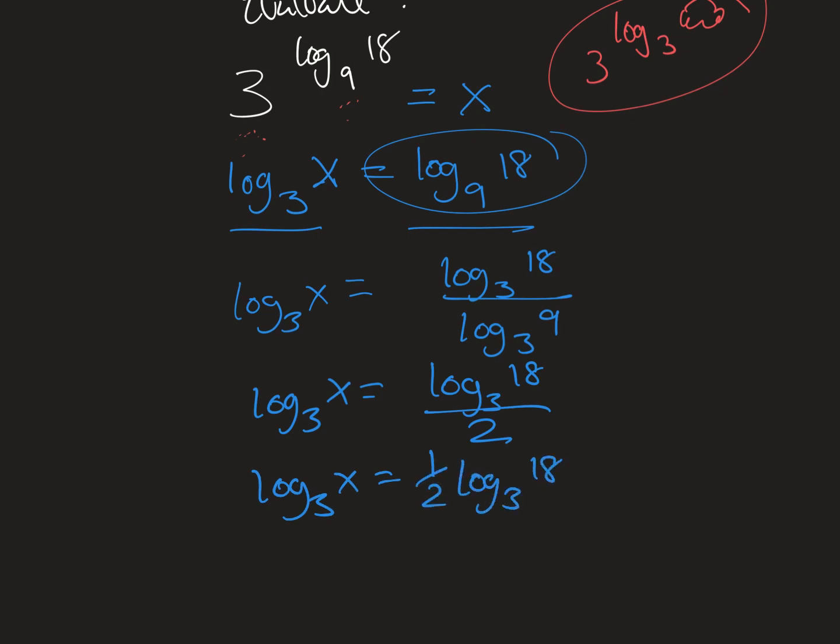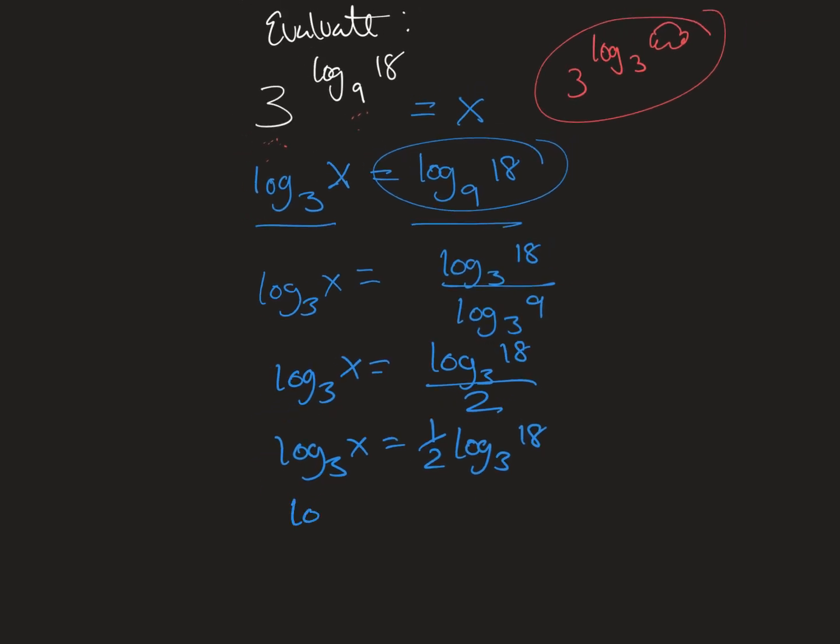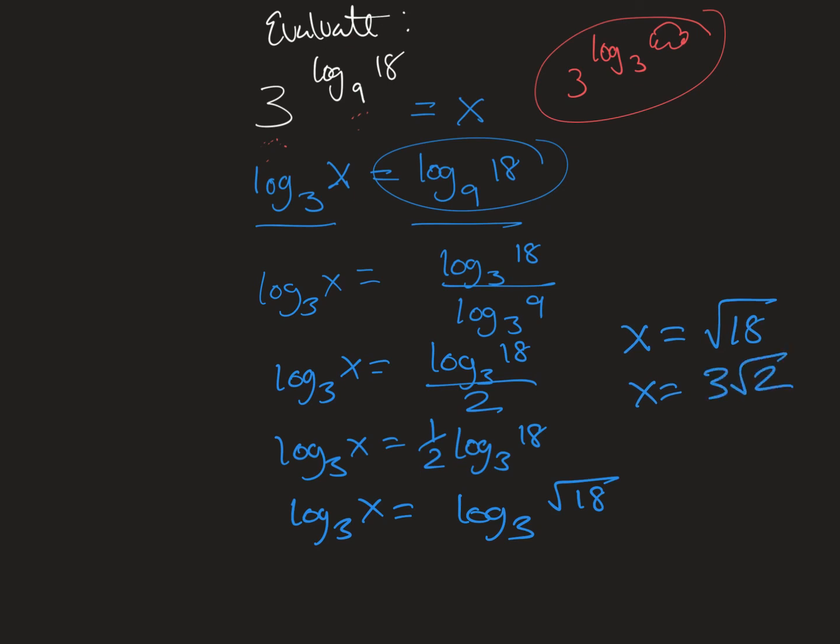And why did I do that? Well, anything in front of a log can then be brought up as an exponent. So log base 3 of x equals log base 3, if I bring it up as an exponent, it's just root 18. Now I'm in a good place because the only way this is true is if the insides are equal. So x equals the square root of 18, or x equals, if I take out 9 is 3, x equals 3 root 2. So that's a cool problem, again, utilizing this change of base.